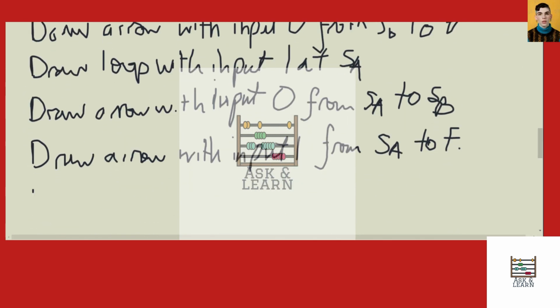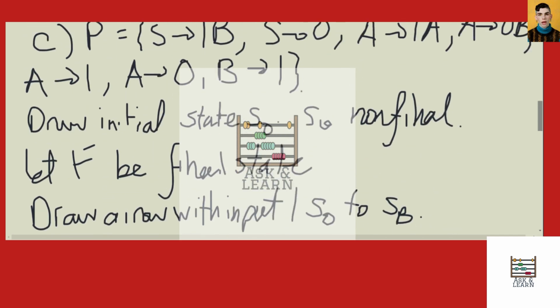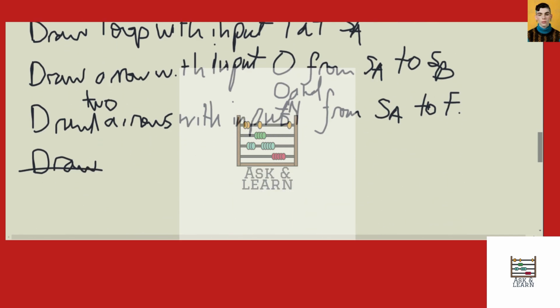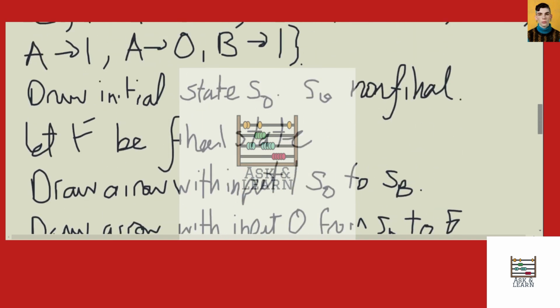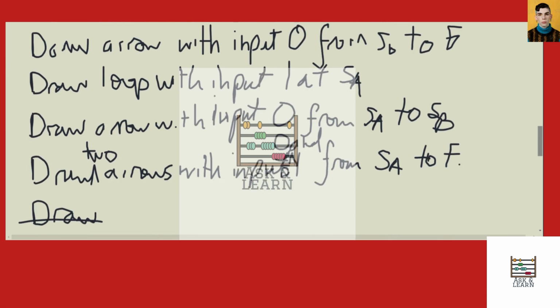And we can also draw another arrow. So we'll actually draw 2 arrows with inputs 0 and 1 from SA to F. So we represented before with the 0 that A can be replaced by 0, and now with the 1, this means that A can be replaced by 1, which is also terminal.